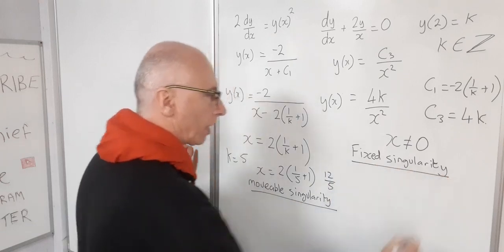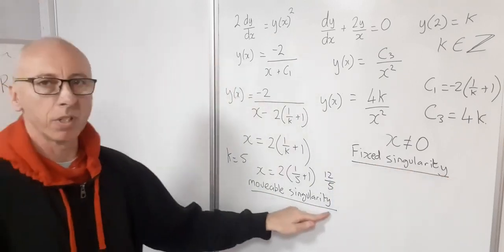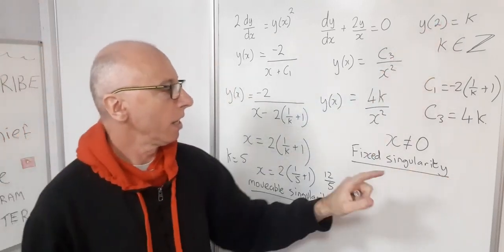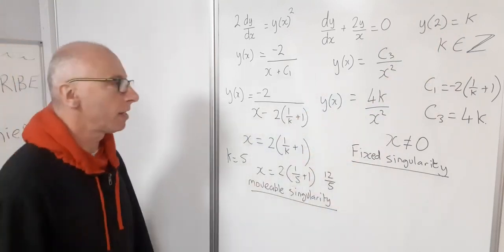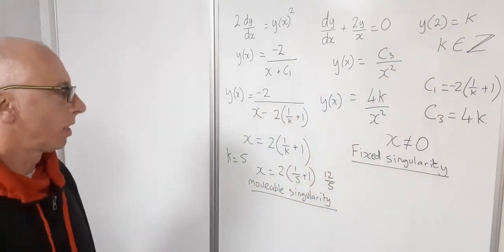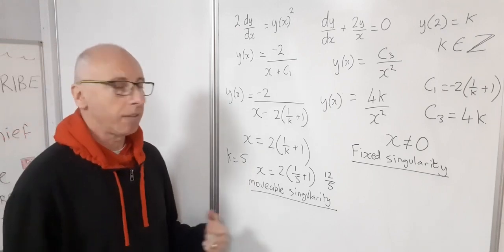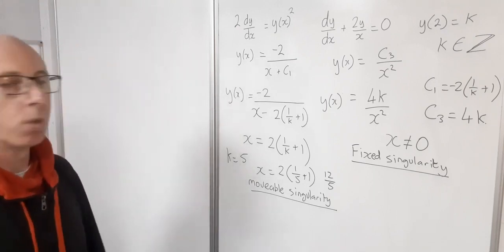And this one is a fixed singularity. So this one could be for different values of our k. This one here, it doesn't matter what k is, it's only when x equals 0. So that's the difference between fixed and movable singularities.